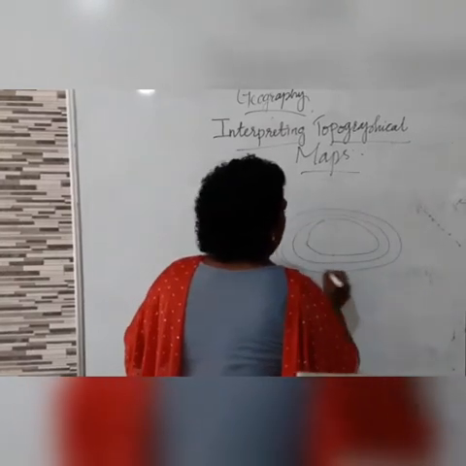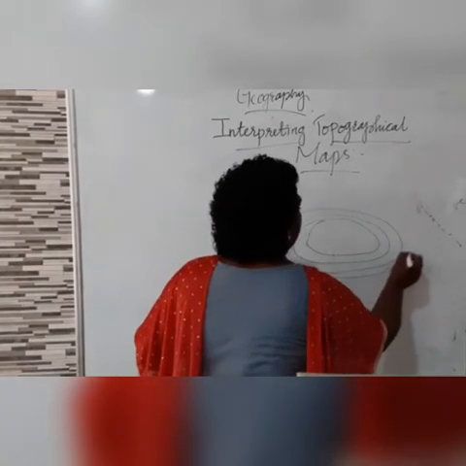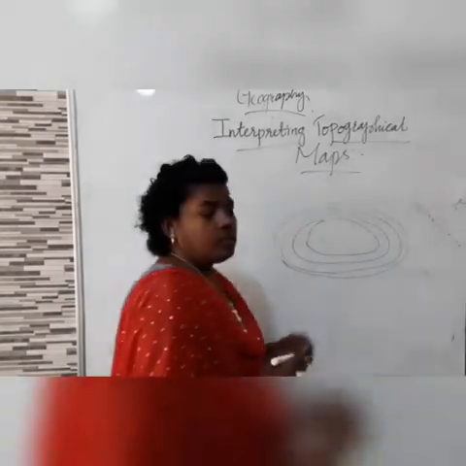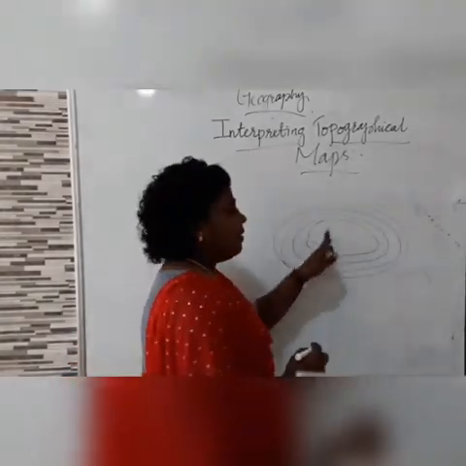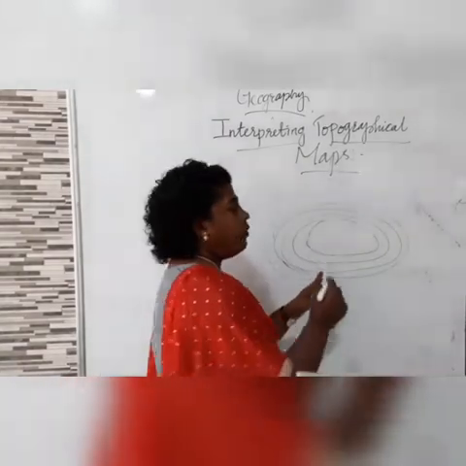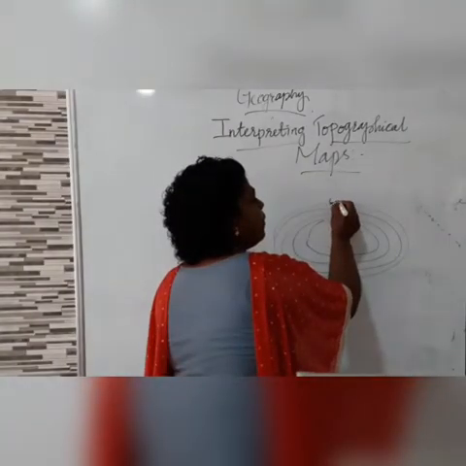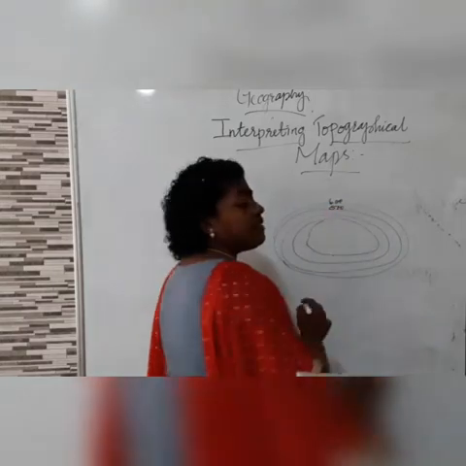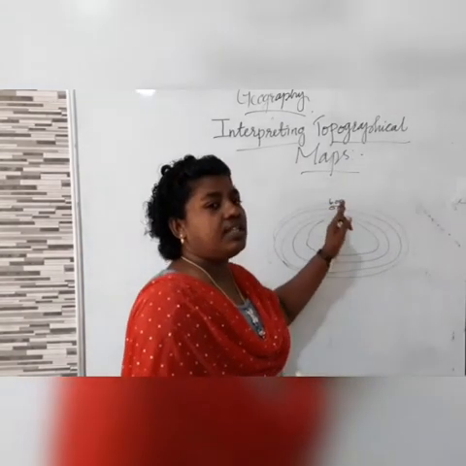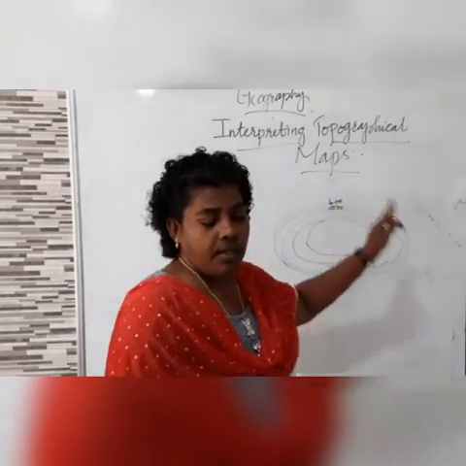Did you understand? The contour lines will be very close to each other. So it denotes what? This region is with a plateau. And you should understand, for every contour line there is a number. The number is given. When elevation is increasing, the number also will be increasing.